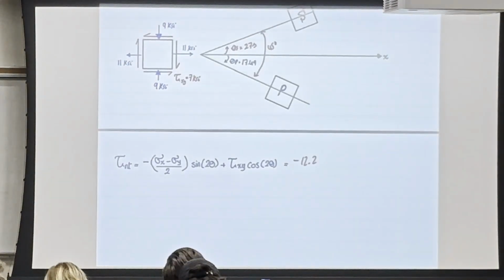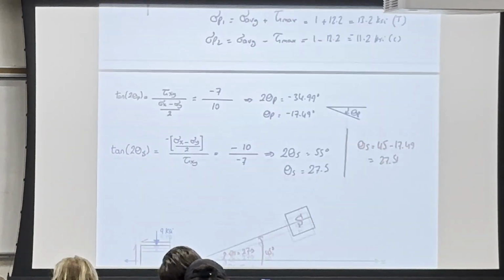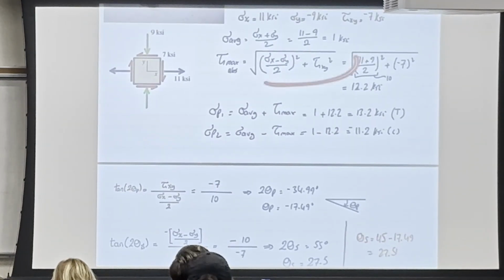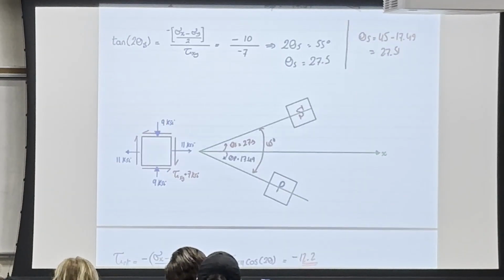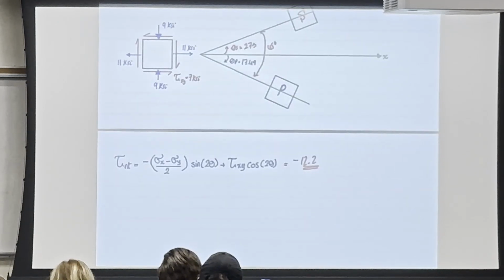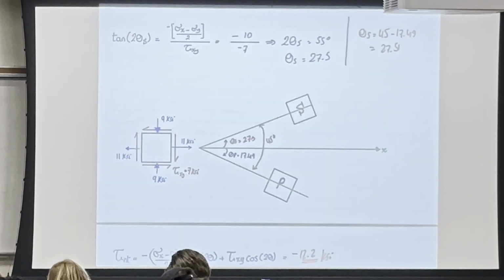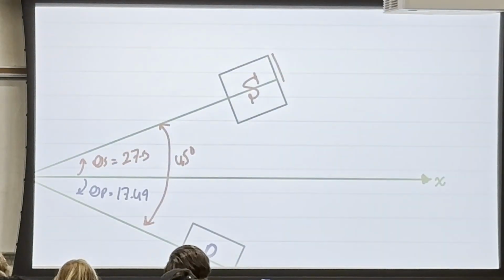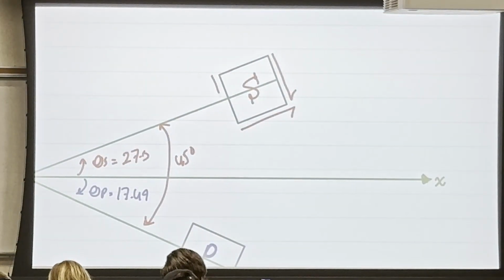Of course, you're going to get 12.2 because tau max was derived from that equation. It was 12.2. But now, if you want to know the sign, substitute with the theta s in the general equation. Okay? There are a lot of methods, but this is one of the methods that I like. And then now I know that the shear here is negative.